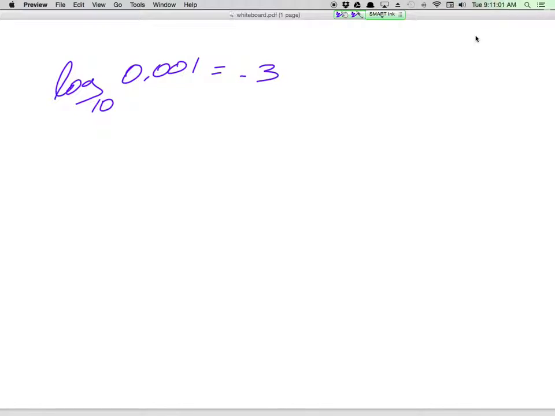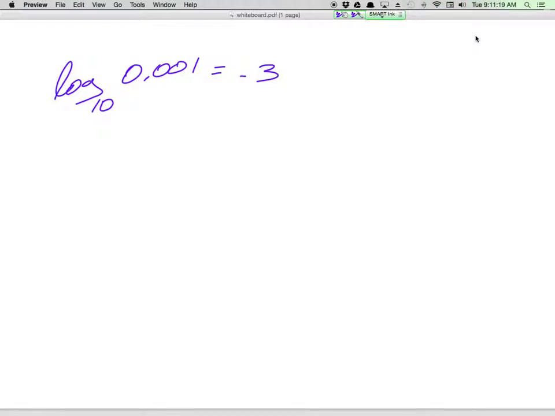Bailey, how do you come up with negative 3? 3 decimal spots. That is correct. Since I went backwards 3 decimal spots, that gives me an exponent of negative 3.